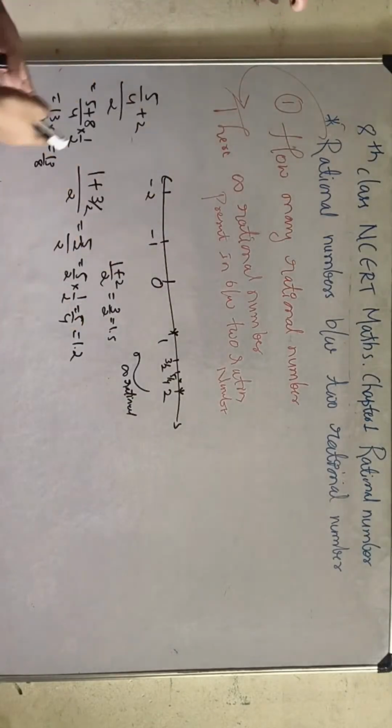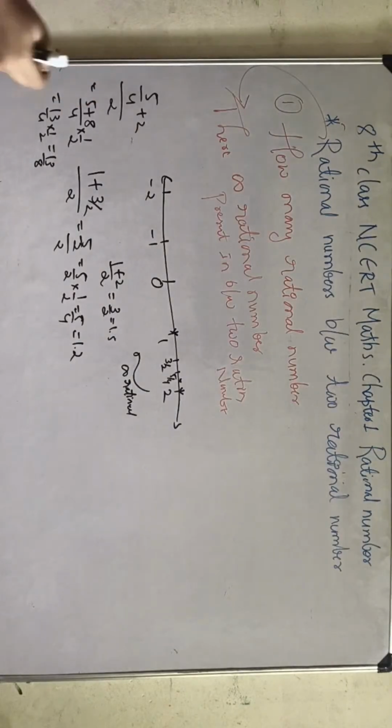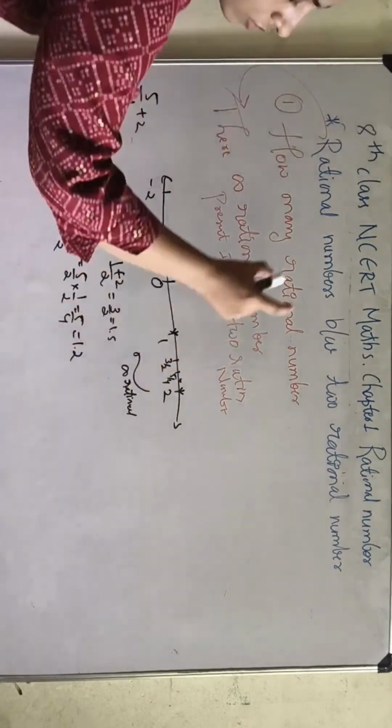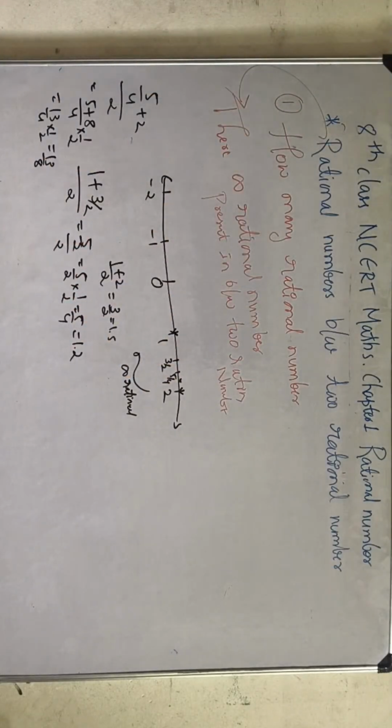Like this the cycle will continue. It never ends. So that is the reason I am telling you, in between two rational numbers there are infinite rational numbers. I hope you got the point. Okay, we are getting this point. Okay, what is the conclusion? There are infinite rational numbers in between two rational numbers.